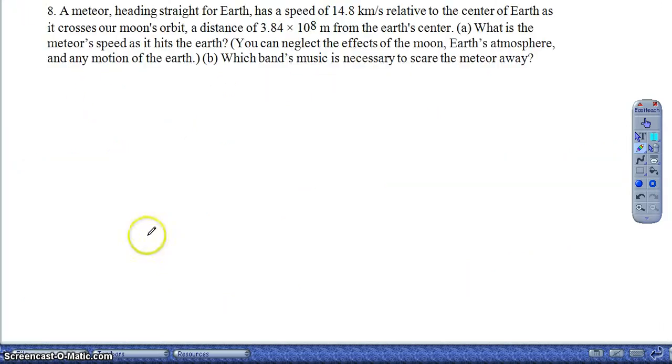But hopefully it wasn't too bad. Alright, so question 8, the final question of this homework, and I couldn't resist throwing in part B here.